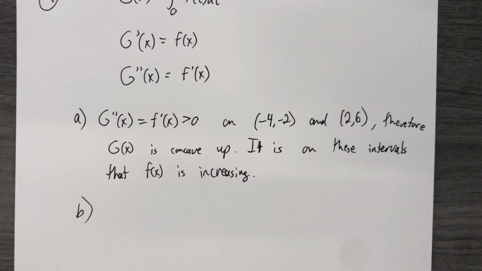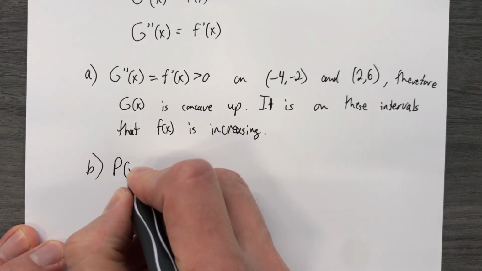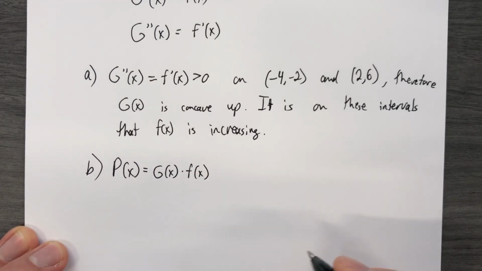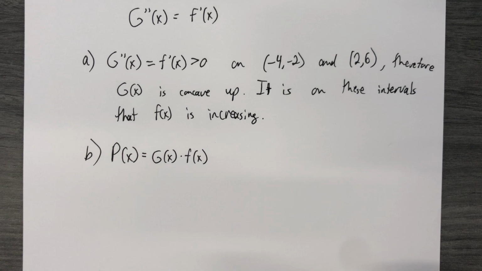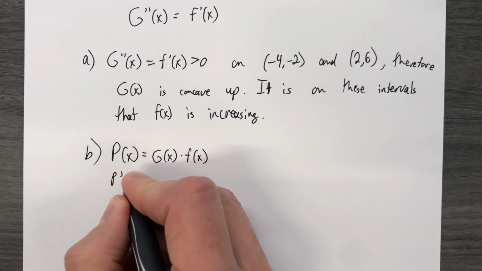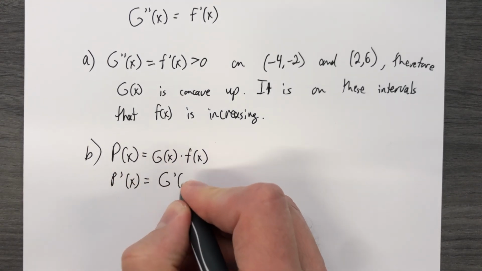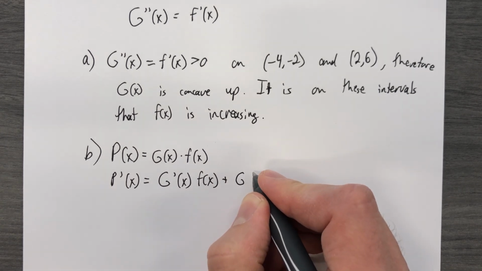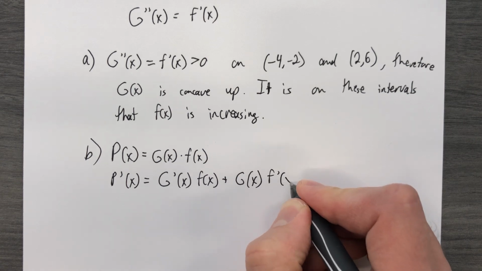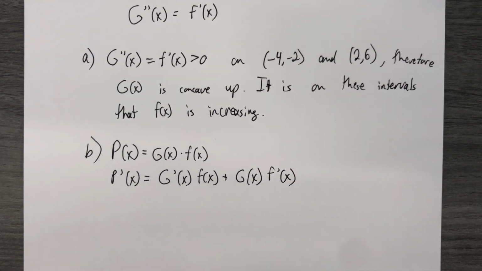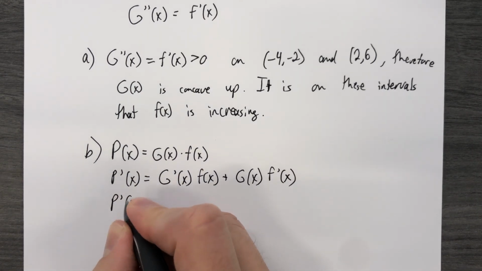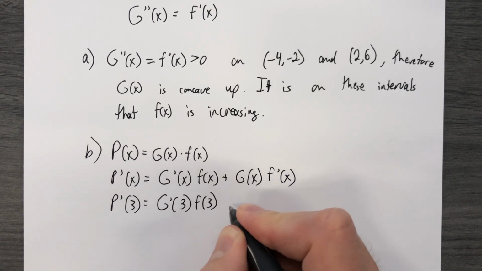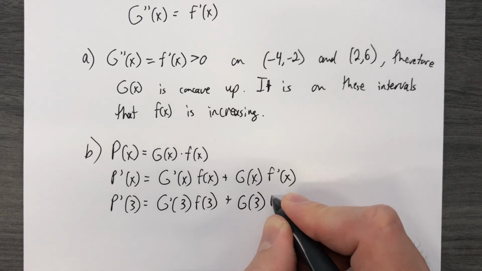Here goes, part B. Let p be this function, g of x times f of x. And then they want us to find p prime of 3. Well, before we find p prime of 3, let's go ahead and find p prime of x. And that would be the product rule. So we'll do this first. Start there. And then I want to find out what happens if I plug in a 3. So let's do that. P prime of 3 is g prime of 3 f of 3 plus g of 3 f prime of 3.